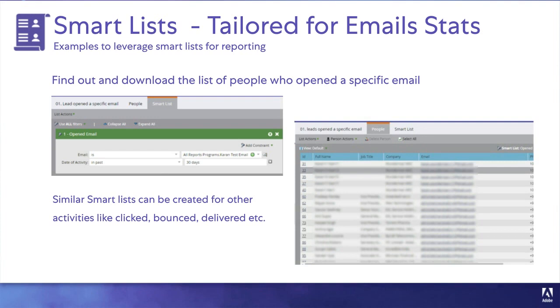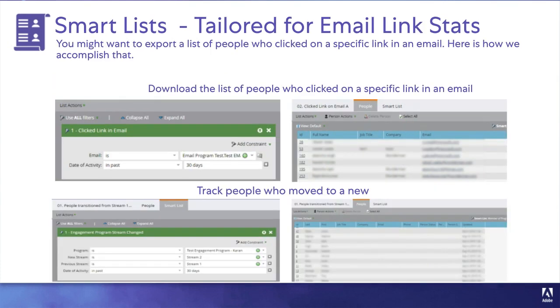So this is an example of a smart list that is tailored to track people who opened a specific email. As you can see, by dragging in the opened email filter and defining the specific email, the smart list would show you all the people who opened this email. Similarly, here is an example where you use the click link in email filter and define the email, and this would show you all the specific people who clicked on all the links in this email.